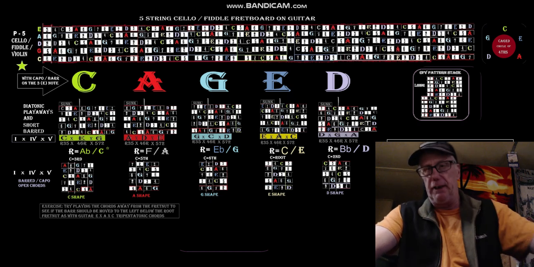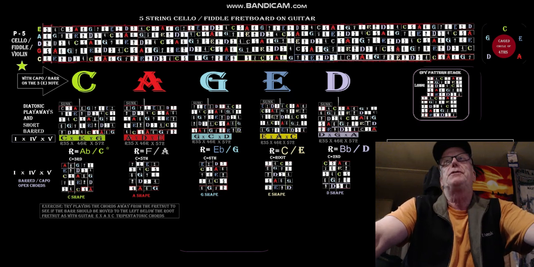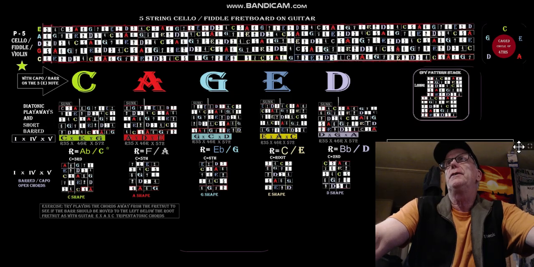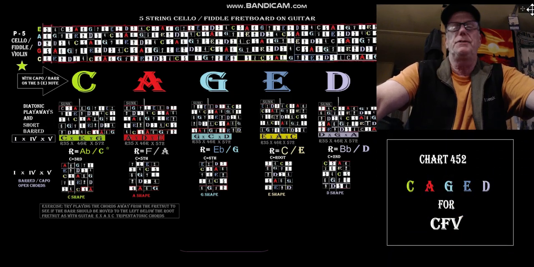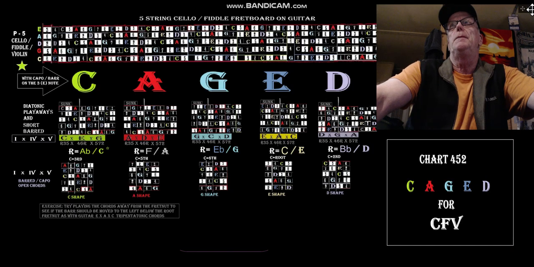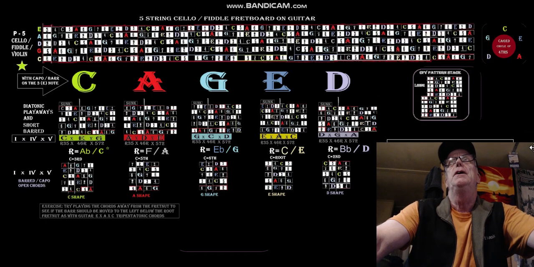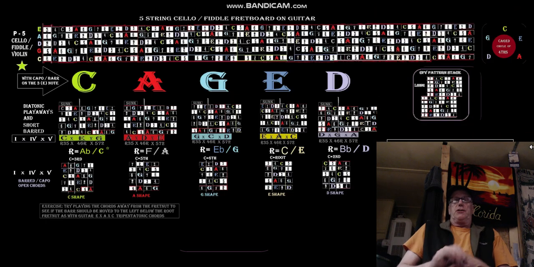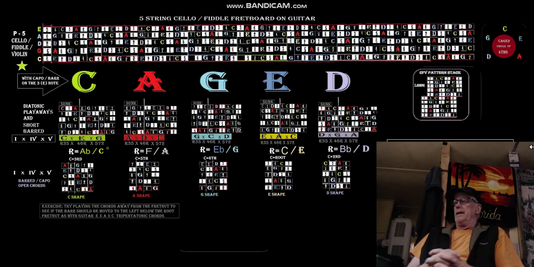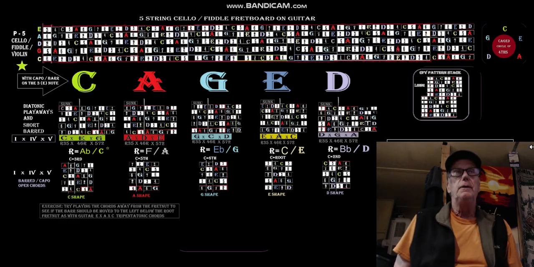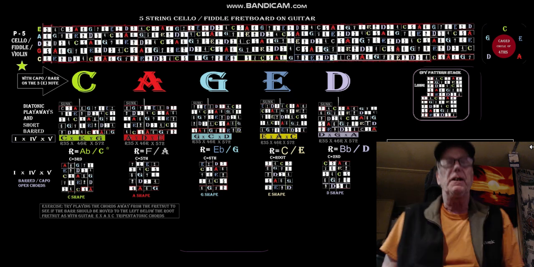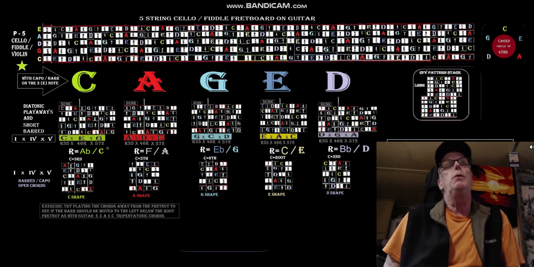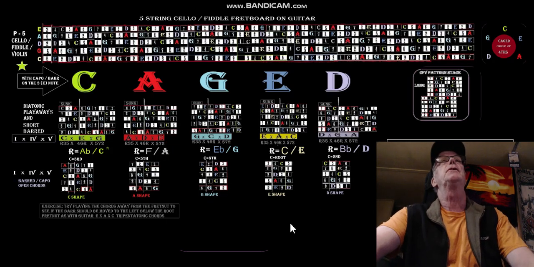Okay, you're in luck. We get to skip a chart ahead, and we're now looking at the most recent chart I finished this morning, which is a masterpiece, really. 452, CAGED for CFV, cello, fiddle, violin. So, does CAGED work on cello, fiddle, violin? Danged if I know. That's why I make these charts, to see if I can do that. Well, it took me a while to find out. What are we looking at here?